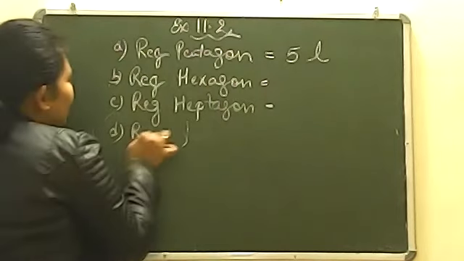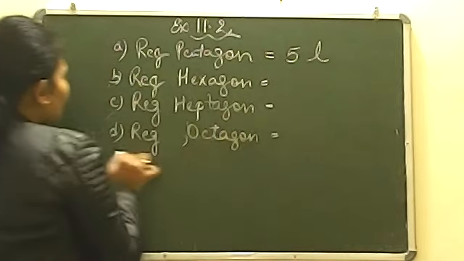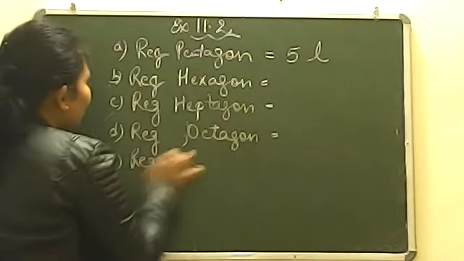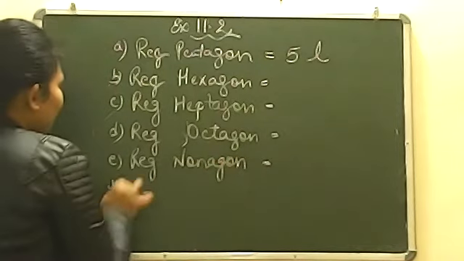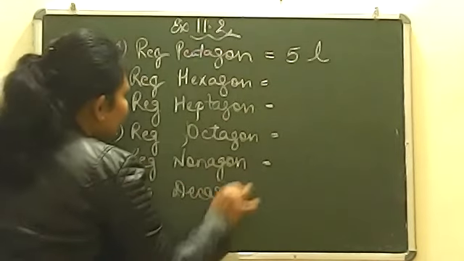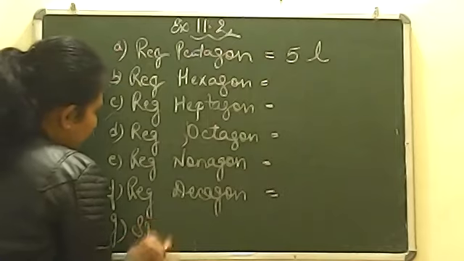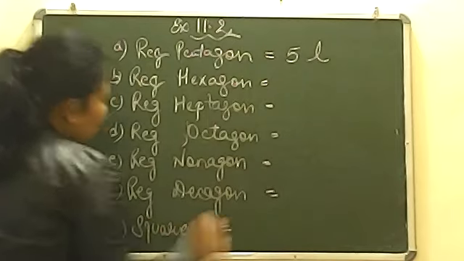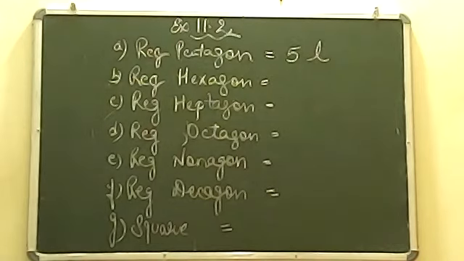ठीक है? So regular heptagon के बाद octagon बेटा. So octagon. Then regular nonagon. And the last one, regular decagon. And last but not the least, I am writing here for square as well, because I missed square. So in below I have written square as well. So write it down their answers faster in front of them. Faster.